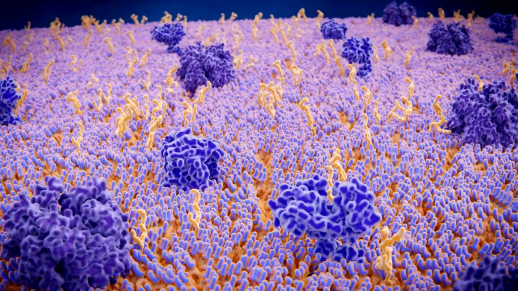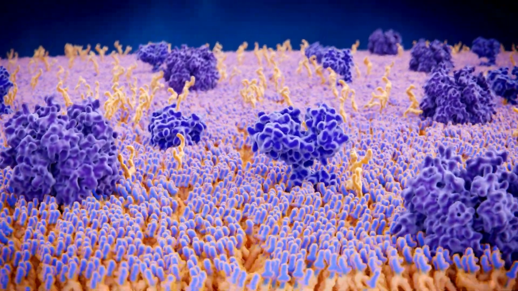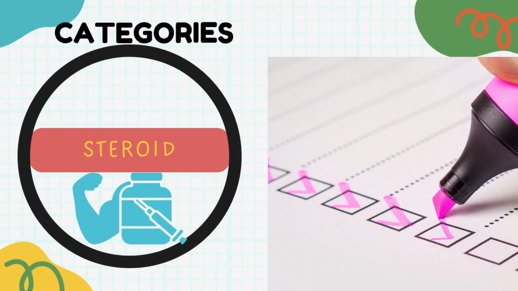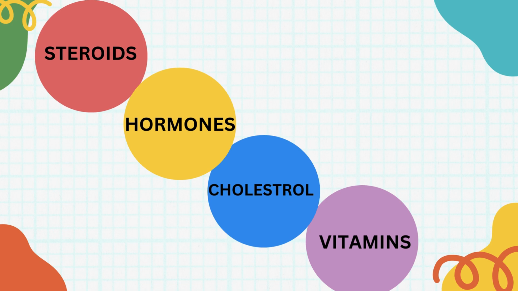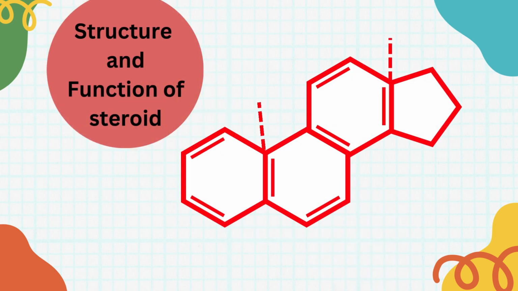Let's continue with lipids as we take a look at steroids. Usually, when people hear the word steroids, they typically think of anabolic steroids, which are synthetic derivatives of testosterone. But in actuality, steroids refer to a class of molecules that includes not just hormones but also certain vitamins and cholesterol. Let's learn a bit about the structure and function of steroids.